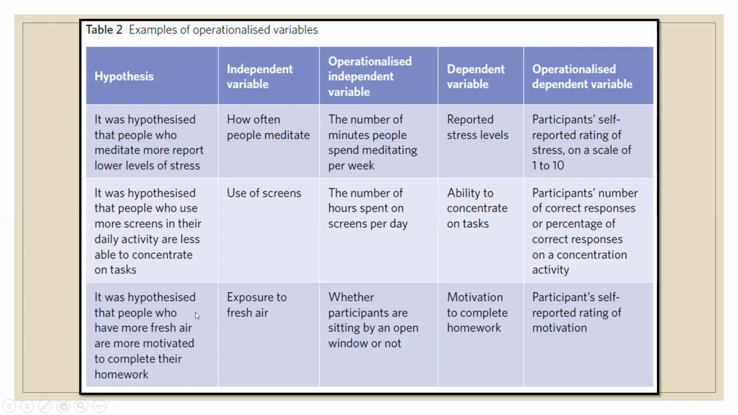Another nice example is it was hypothesized that people who have more fresh air are more motivated to complete their homework. This is a nice example thinking about COVID and how a lot of us are confined to our houses. Does having more fresh air motivate you to complete your homework? The independent variable would be exposure to fresh air. That's the cause. The effect of being exposed to fresh air is the DV: is your motivation to complete homework increasing or decreasing? That's a few examples to show you a hypothesis, how you can take an IV and DV out of it, and how you could possibly measure that IV and DV.